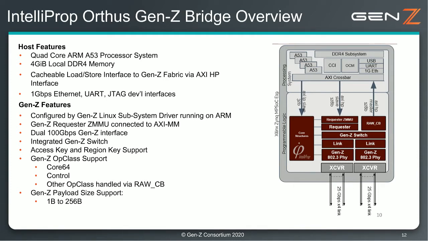In addition to the load store interface, there are two data movers provisioned within the Orthos bridge. The first DMA is integrated within the Zynq processing system itself. This is a simple data mover allowing for large blocks of data to move between the processing system DRAM and the Gen Z fabric attached memory. The second is a special Gen Z specific DMA, which allows for software-defined Gen Z packets to be sent to and from the Orthos card. This allows for software flexibility and the ability to implement complex Gen Z functions. Again, on the right-hand side, you can see a high-level block diagram showing the Gen Z IP complex in maroon.